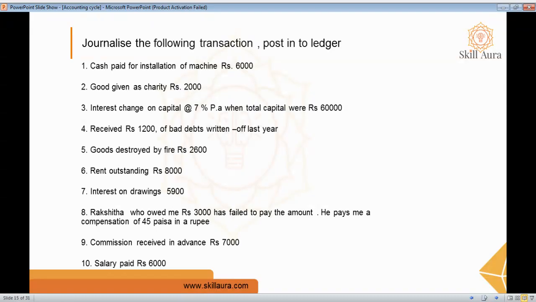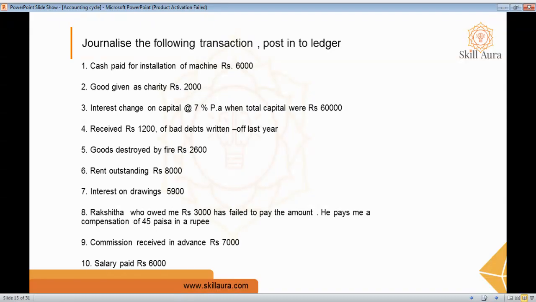And the next one is goods destroyed by fire, that is 2,600. Here we'll have two accounts. One is loss by fire, which will be related to the destruction of goods by fire, that is loss related. So you'll debit in the loss account. And when it comes to the inventory, that is credit, you'll credit it in the goods account, 2,000 rupees as credited.